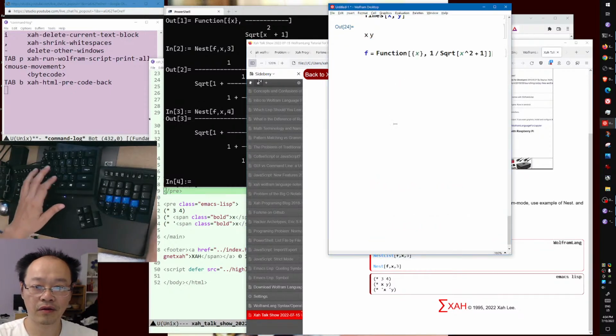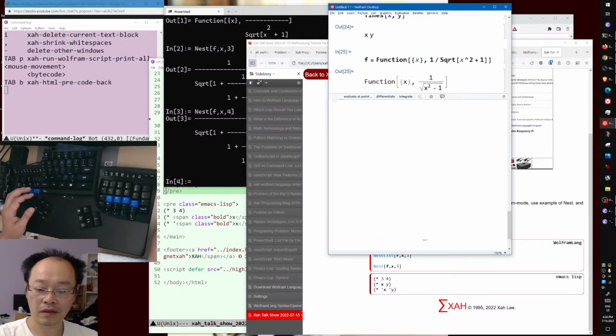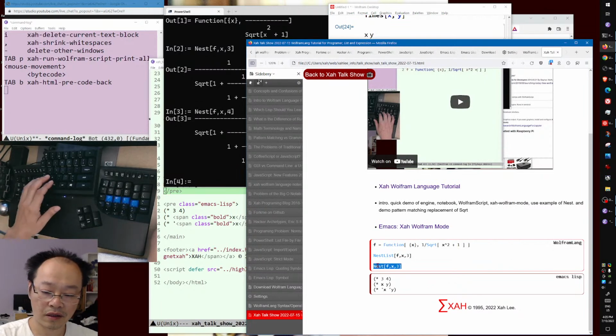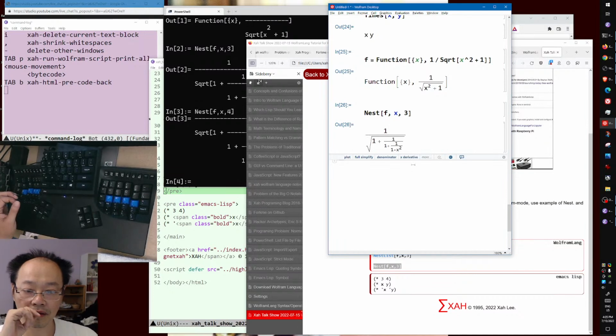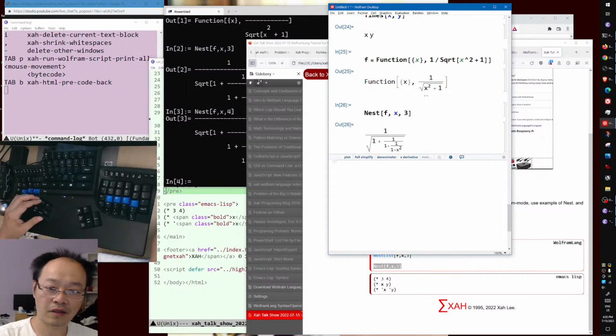Copy it. Let's do it over here. Okay. Copy it. Wait, so there is only one square root. What I want is multiple square roots. Okay, so we can fix this.